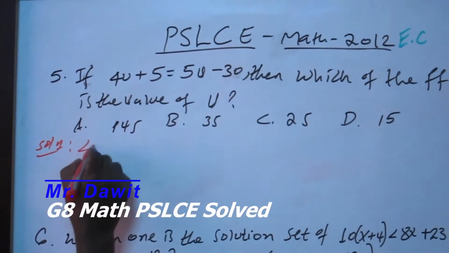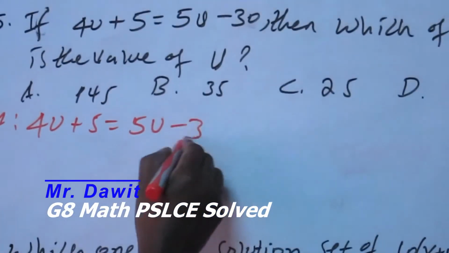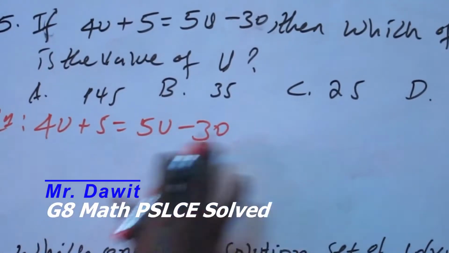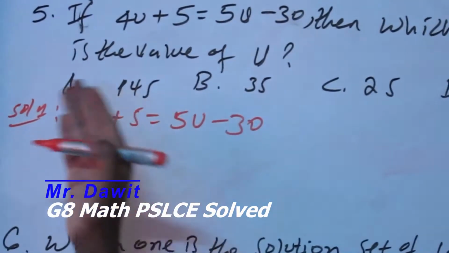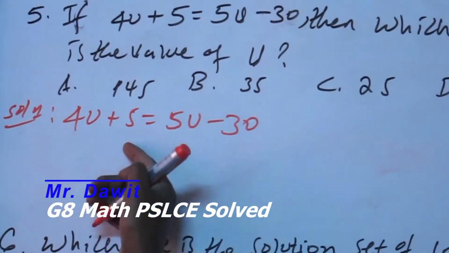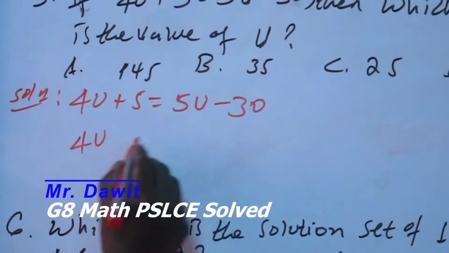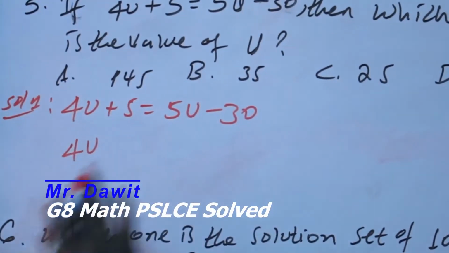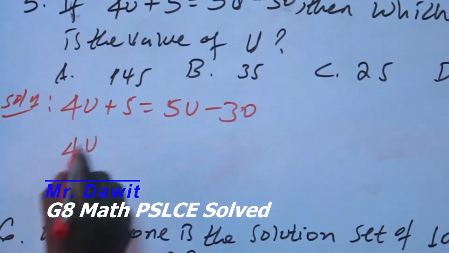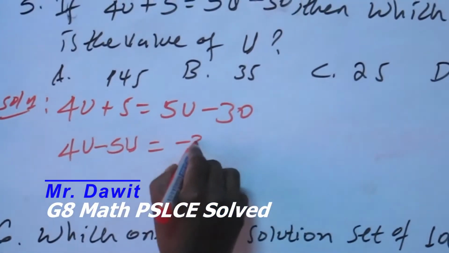So we have to write 4u plus 5 is equal to 5u minus 30. Let's collect like terms, okay? That means bringing 5u to the left and bringing 5 to the right side. That means 4u, since the sign of 5u before transposing is positive, it changes into negative: 4u minus 5u is equal to negative 30.